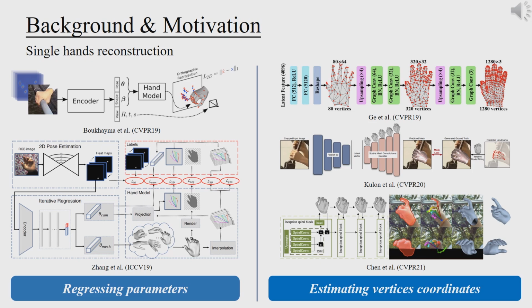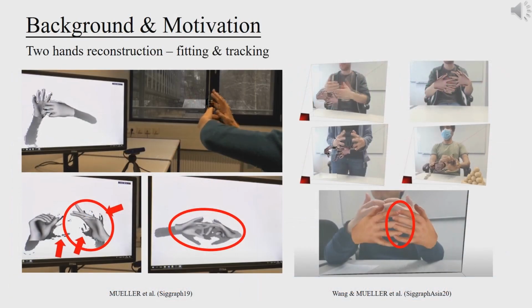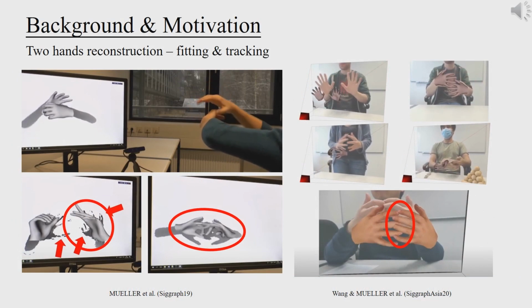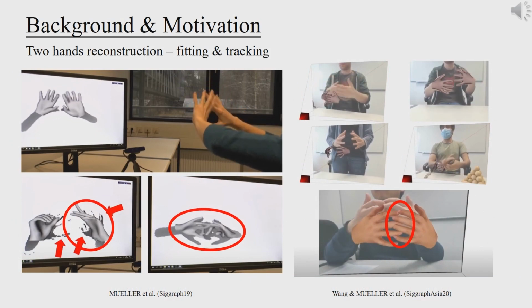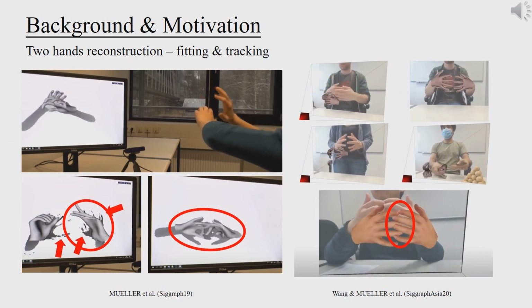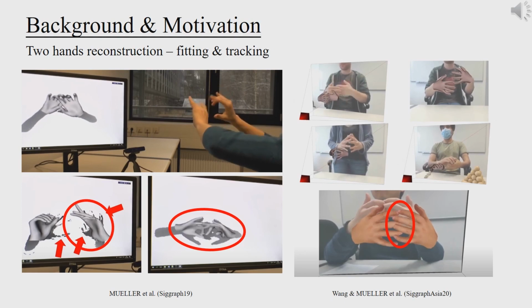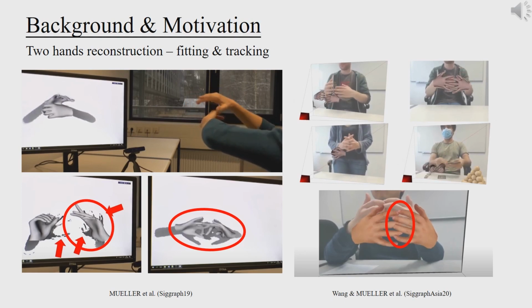However, two-hand reconstruction is more challenging and remains unsolved. Monocular tracking and fitting a statistical model of two hands has been studied for years and demonstrated promising results. However, the energy demand and algorithm complexity restrict the ubiquitous application of tracking-based methods, and they may fail under severe occlusion.